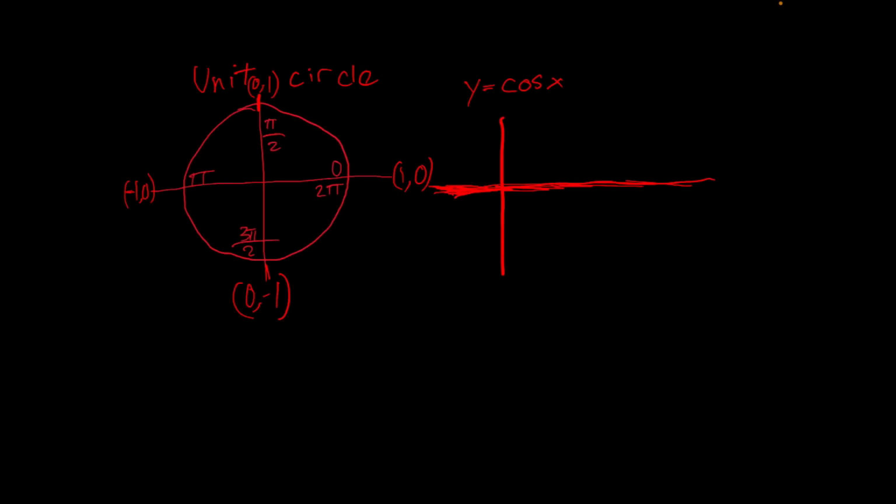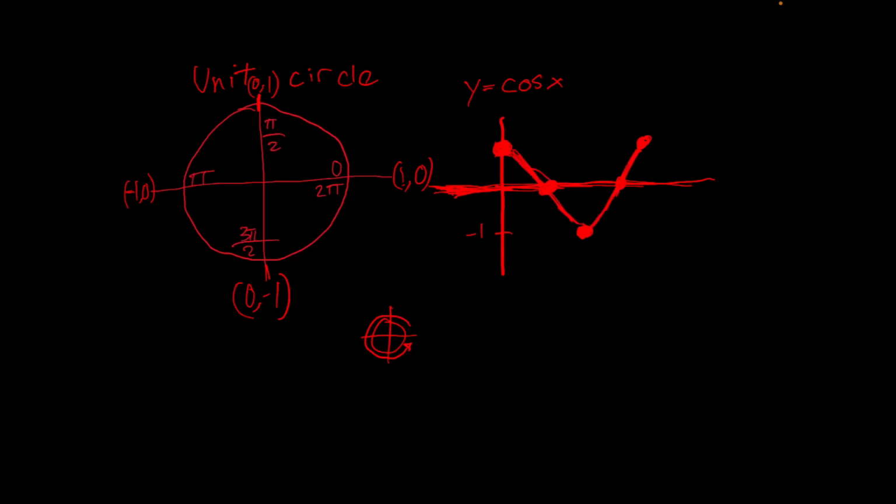Alright, so let's try and graph y equals cosine of x. Let's use the unit circle, and cosine of x equals the x-axis. So cosine starts at 1, so we're going to start at 1. Then at pi over 2, cosine equals 0. At pi, cosine equals negative 1. At 3 pi over 2, cosine's back up to 0. And then at 2 pi, we're back at 1. So we just went around the unit circle one time.